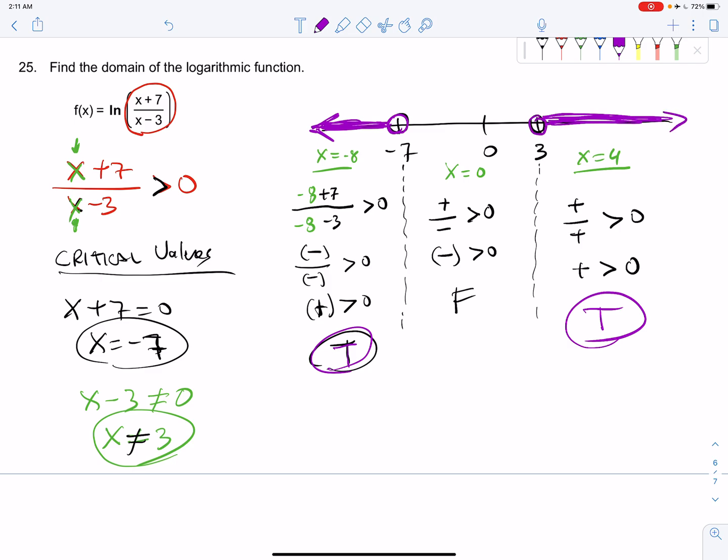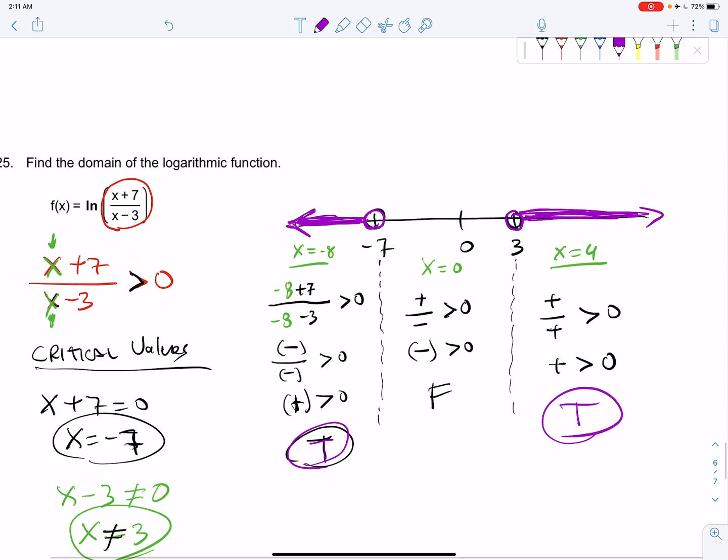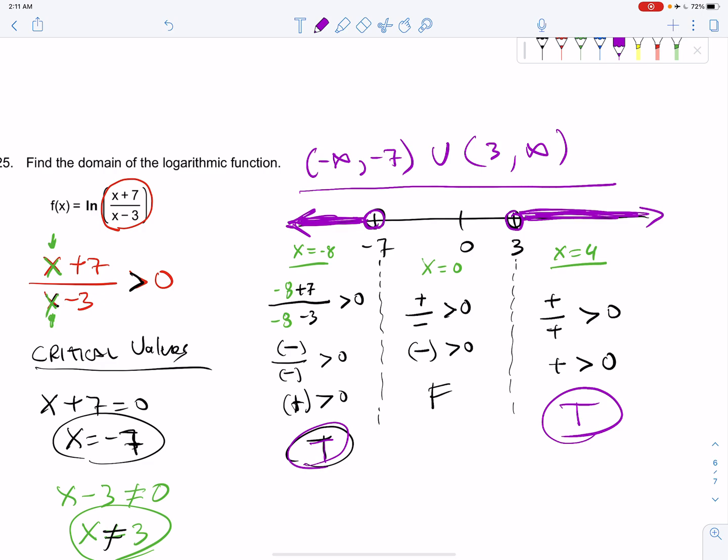That's the domain. They'd like us to write it in interval notation. That would be negative infinity up to negative 7 open, union, 3 open, up to positive infinity. And that is called the domain.